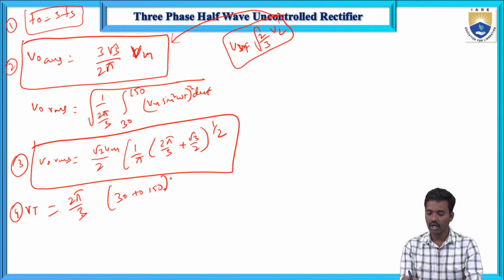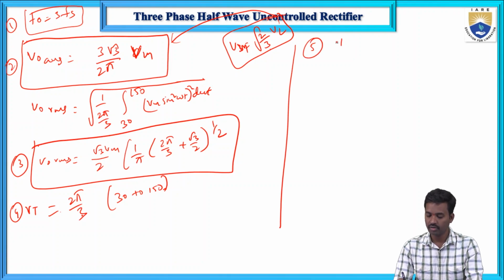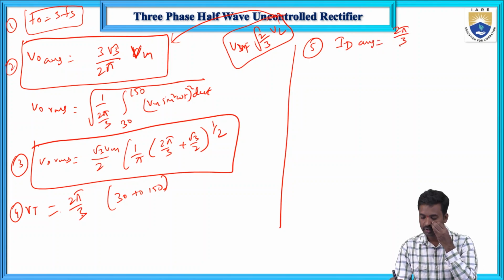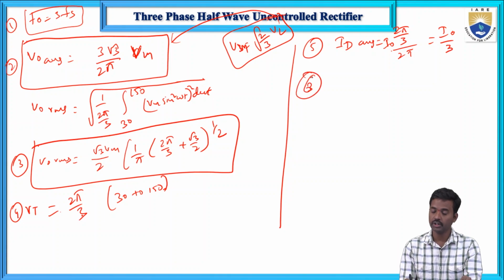Now what about the average? Fifth one: I naught average, the diode average value. It is conducting for 2π/3 out of 2π, so that equals I naught by 3. Next, the sixth point: ID RMS equals I naught into the square root of (2π/3)/2π, that equals I naught by root 3.